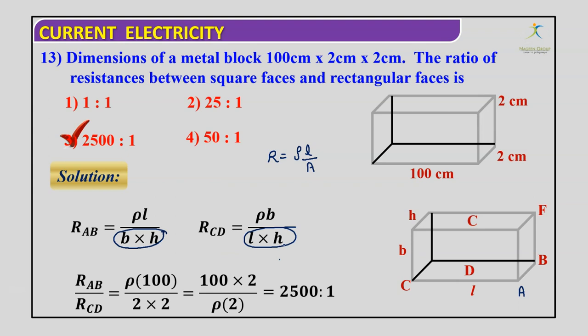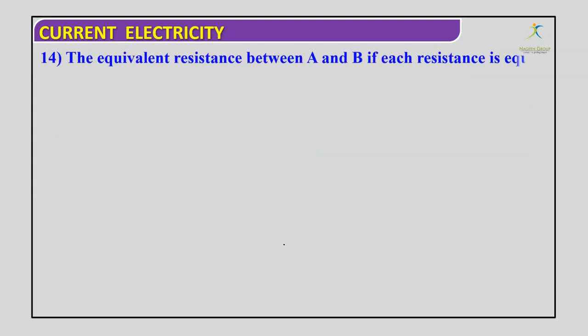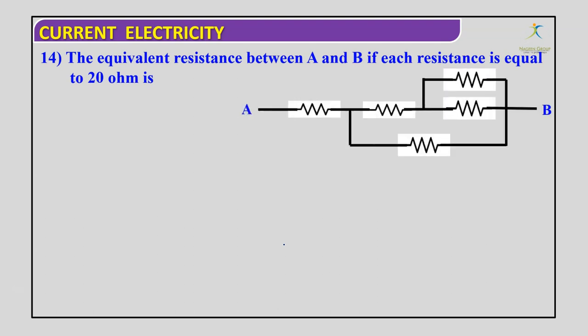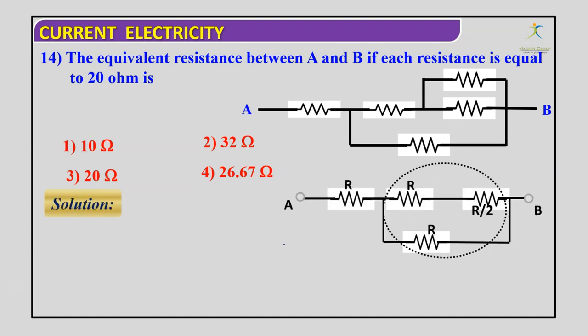Moving ahead with the next question. The equivalent resistance between A and B, if each resistance is equal to 20 ohm, is: 10 ohm, 32 ohm, 20 ohm, or 26.67 ohm. Each has a resistance of 20 ohm. Let's move to the solution part.